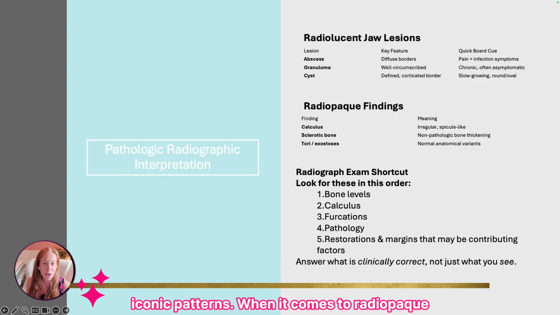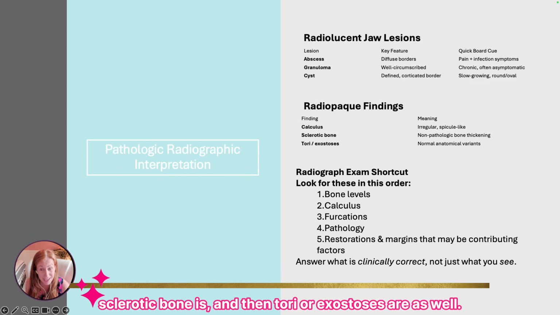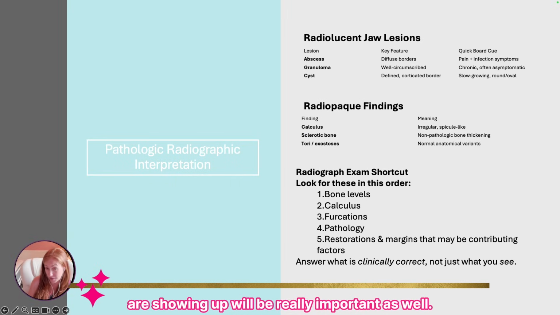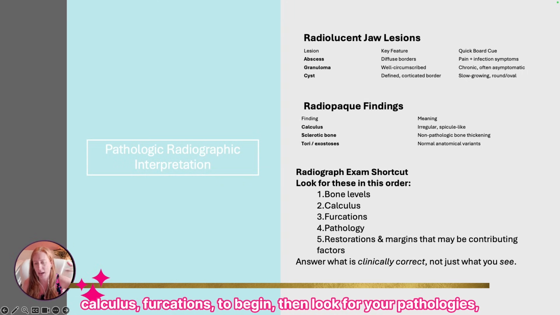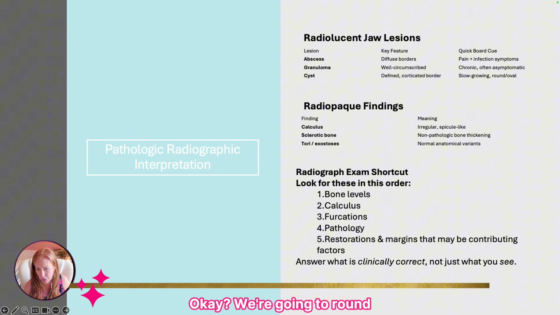When it comes to radiopaque findings, calculus is radiopaque, sclerotic bone is, and then tori or exostoses are as well. So again, knowing the pattern of how radiologically these pathologies or findings are showing up will be really important as well. So on the radiographic exam side, make sure that you're looking for bone levels, calculus, furcations to begin, then look for your pathologies, conclude with restorations and margins that could be key contributory factors. Okay.